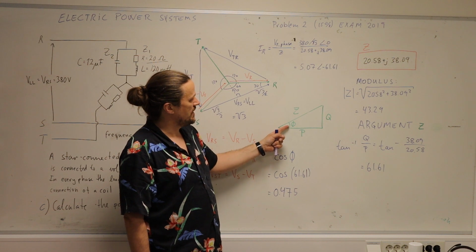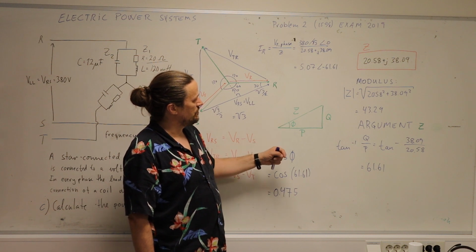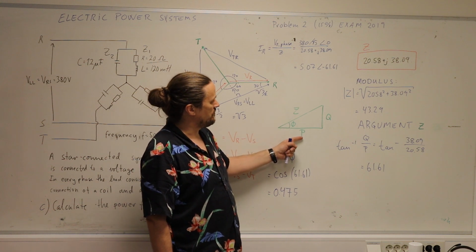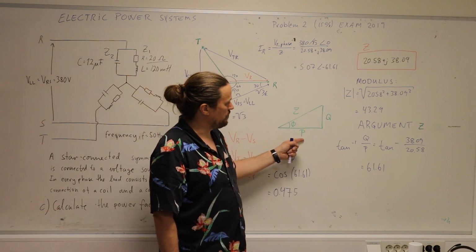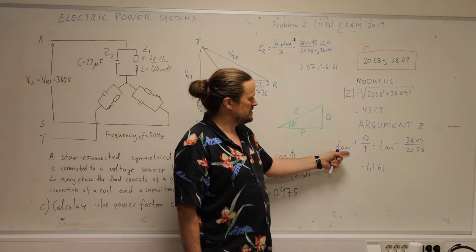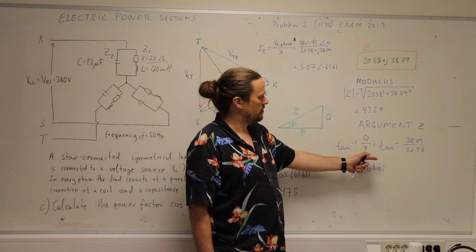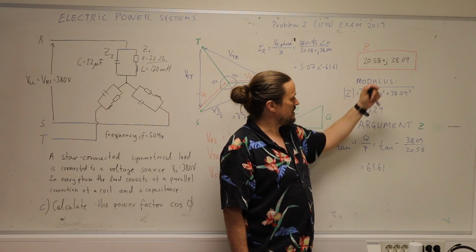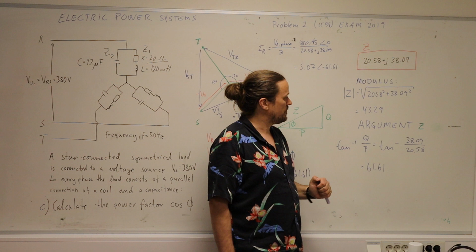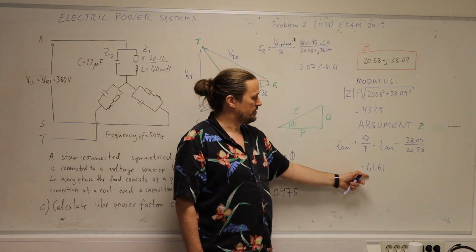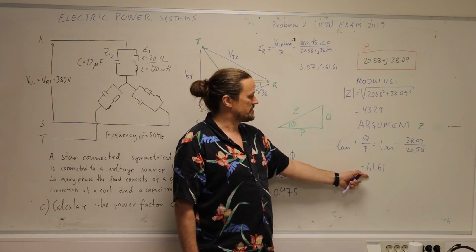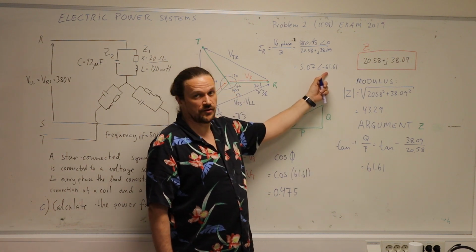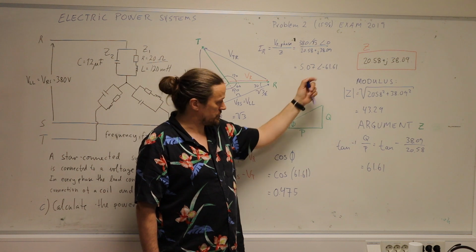But what we are really interested in is this argument theta, because that tells us the angle which is in between P and Z, and that is governed by the ratio of Q over P. So we take the inverse tangent of Q over P, which is the inverse tangent of 38.9 over 20.58, and we will get out the same value that we have here, 61.61, which is the same as the line current lagging the voltage.